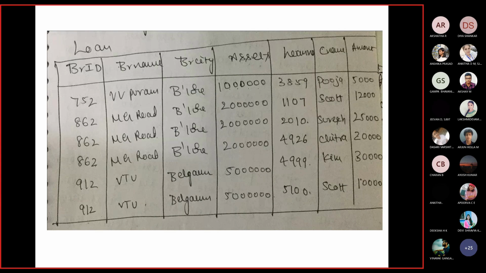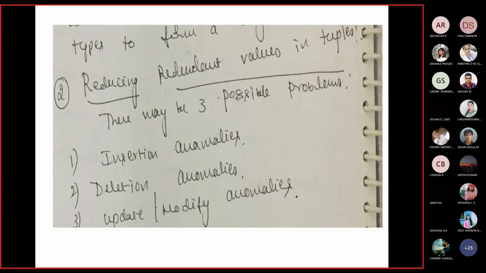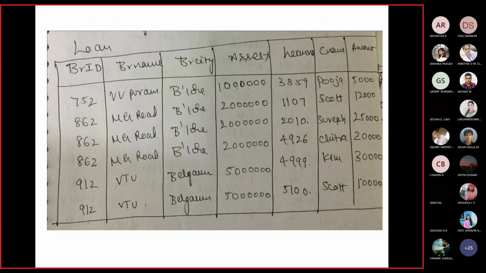Our main aim is to store this information in a relation called loan, which gives information about all these things. Let us explain these three anomalies, insertion anomaly, deletion anomaly, and update anomaly, with respect to this relation called loan. Now let us take the first one, the insertion anomaly. What is an insertion anomaly?